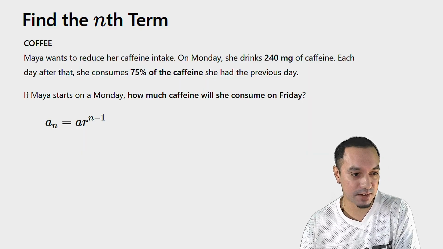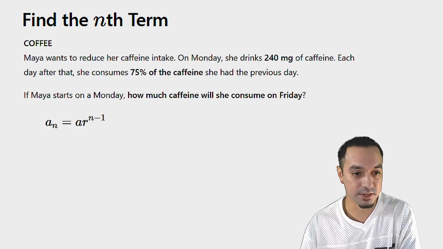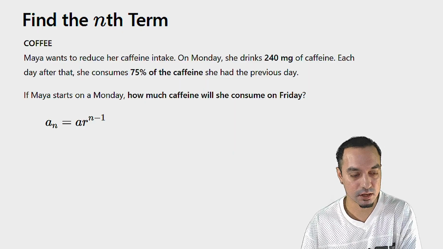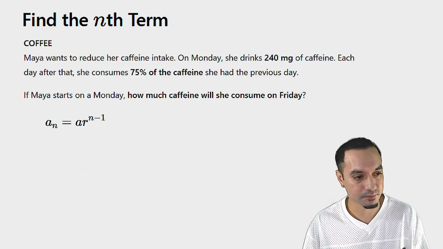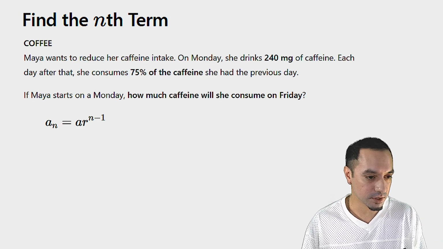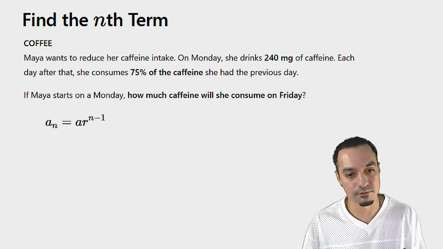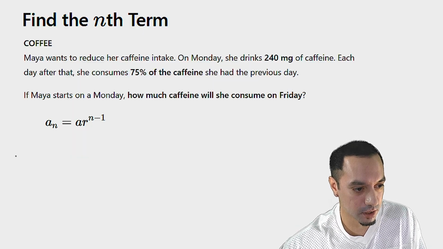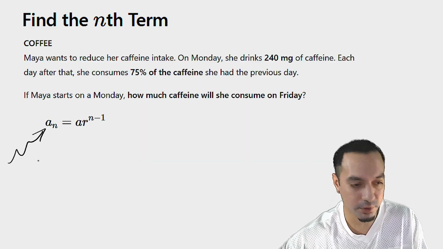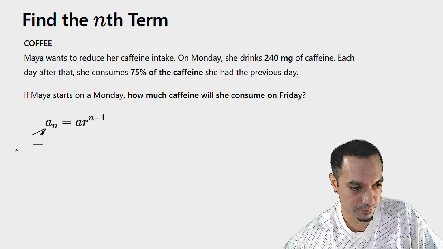It says each day after that, she aims to consume 75% of the caffeine she had the previous day. So she's looking to kind of drop down 25% every day. Good goal. If Maya starts on Monday, how much caffeine will she consume on Friday? And then right underneath our word problem, we have our formula. So let's go ahead and talk about the situation that we have here.